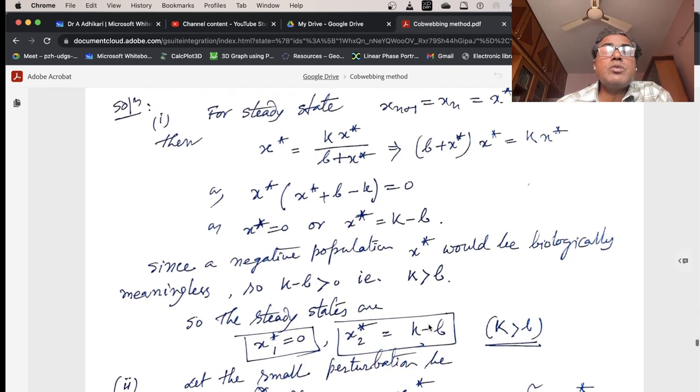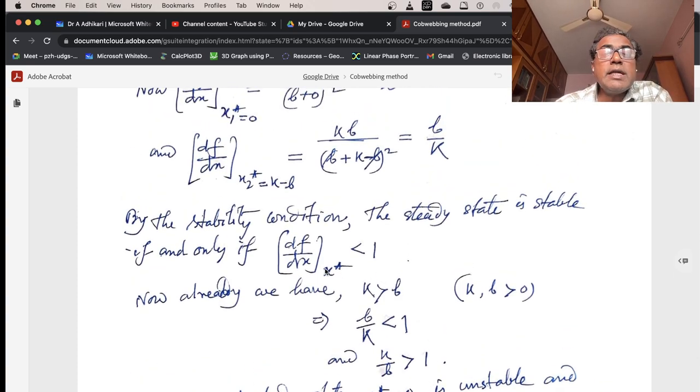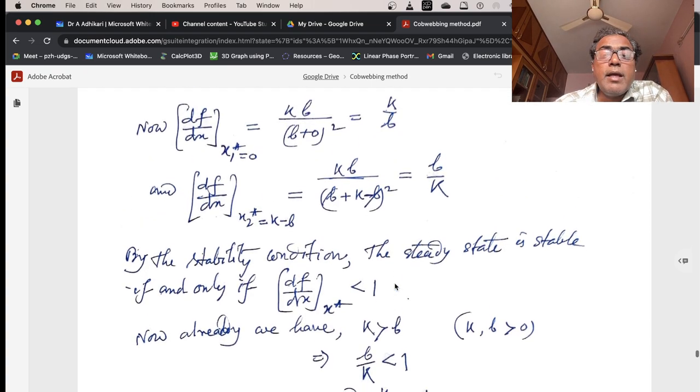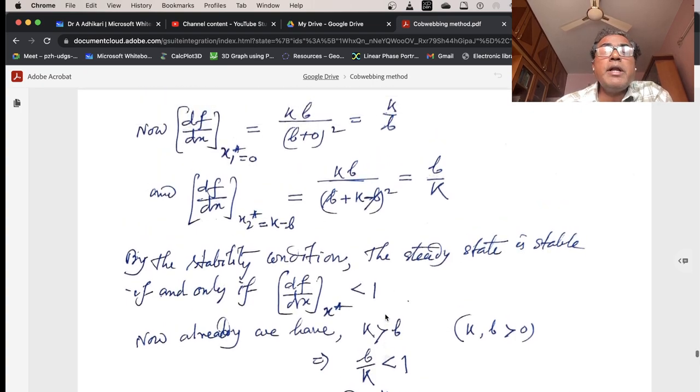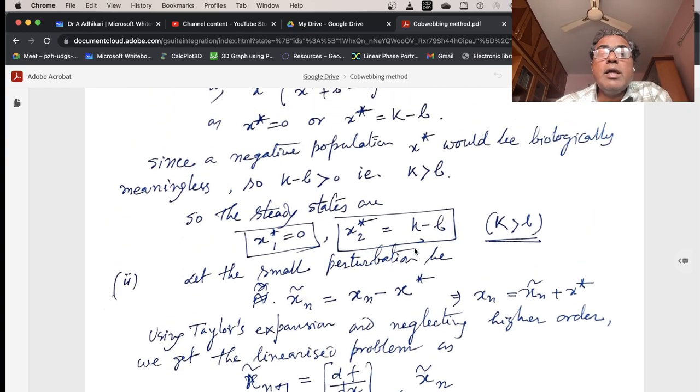The question is whether the steady state is stable. The condition of stability is that the modulus of df/dx at x star is less than 1. We already have k greater than b. If k is less than b, then x star is negative, and negative population would be biologically meaningless. So k minus b is greater than 0, and obviously k is greater than b.